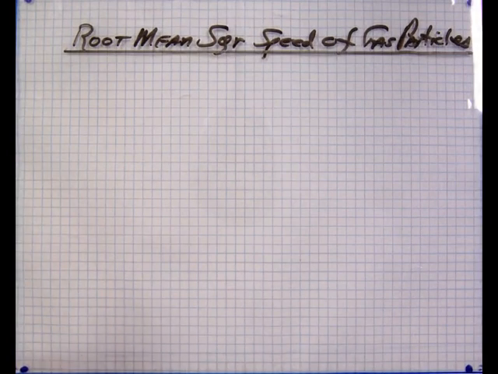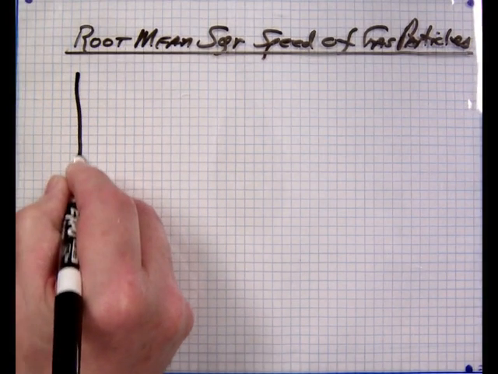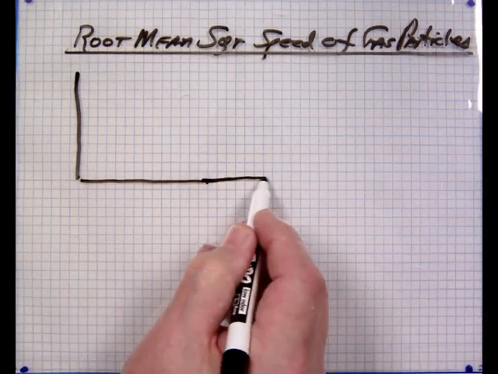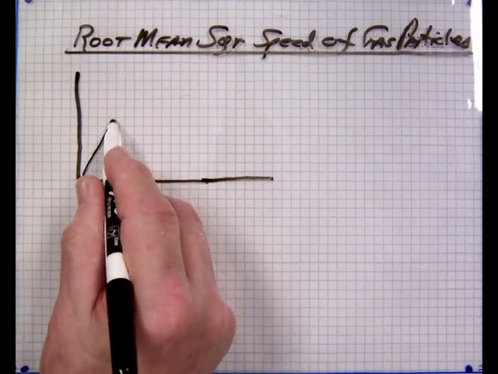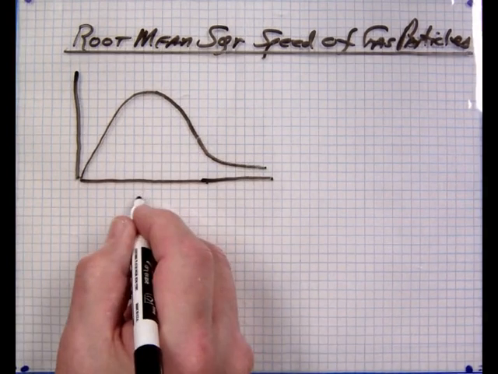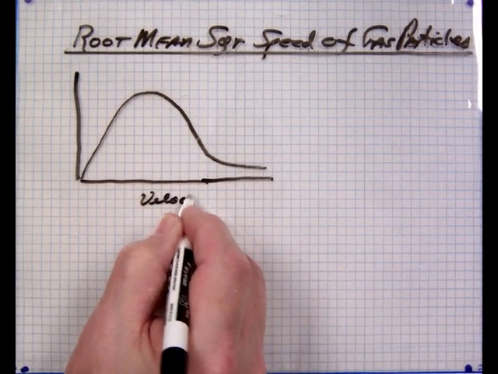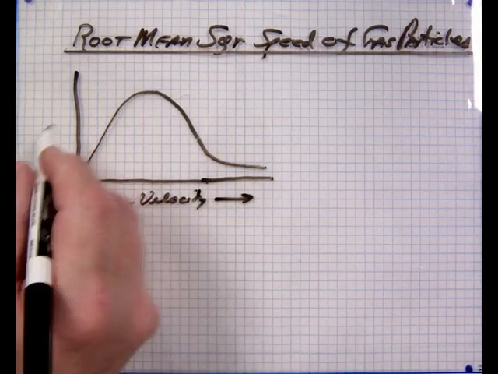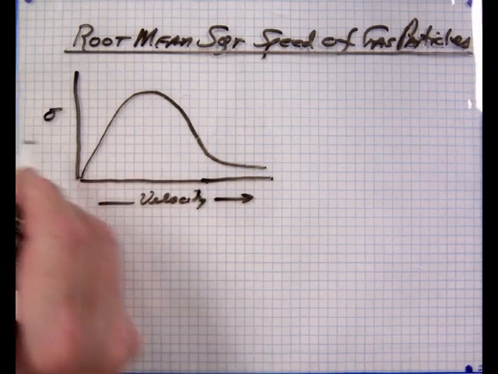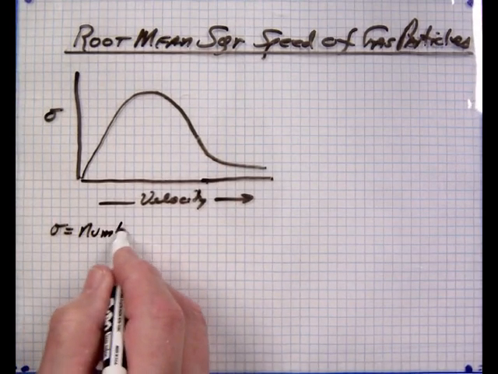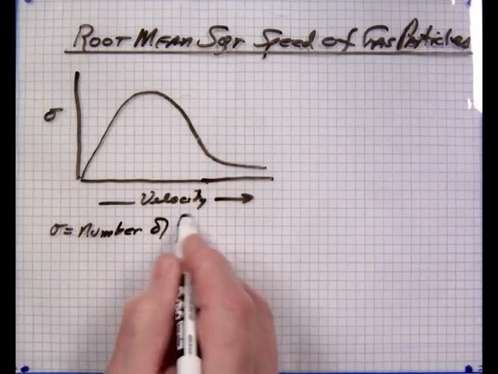The Boltzmann distribution that we showed you last class, we can depict a distribution of particle speeds increasing from left to right, and sigma is the number of particles.